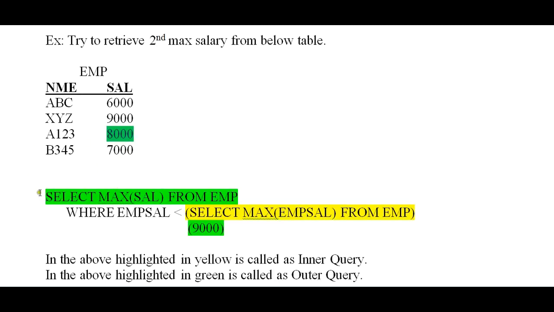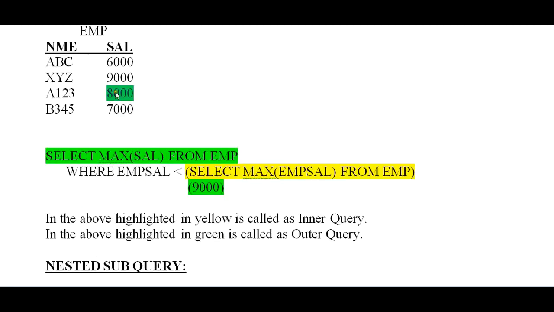First I'm writing the outer query, that is, select max salary from EMP where EMP salary is less than select max salary from EMP. First it selects this table and searches for the max salary. In this, the max salary is 9,000. Now it executes the outer query. It checks: is 9,000 less than 9,000? No. Then it searches again, 8,000 is less than 9,000? Yes, that's correct. So now the output would be 8,000.